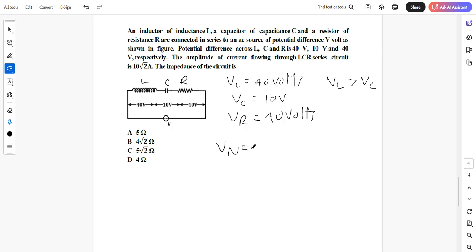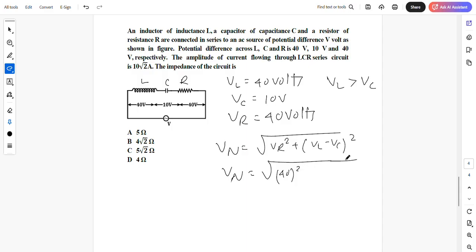Net voltage is equal to what? Vn is equal to, we know that, square root of VR square plus of VL minus VC whole square. Whenever voltages are given, VL, VC, first calculate Vn. VR is 40 the whole square plus of VL minus VC, VL is 40, minus 10 the whole square. That is equal to square root of 40 the whole square plus of 30 the whole square.